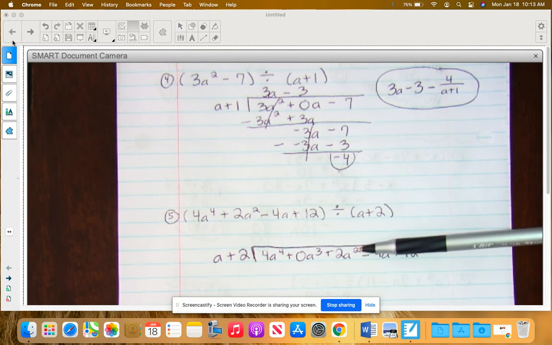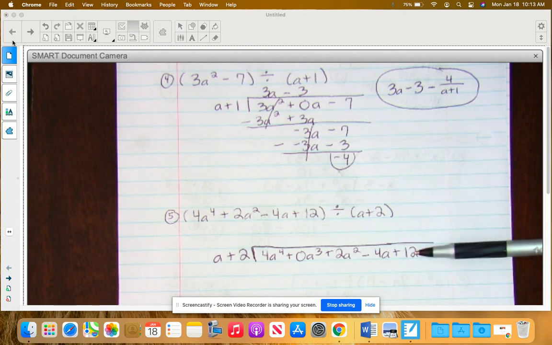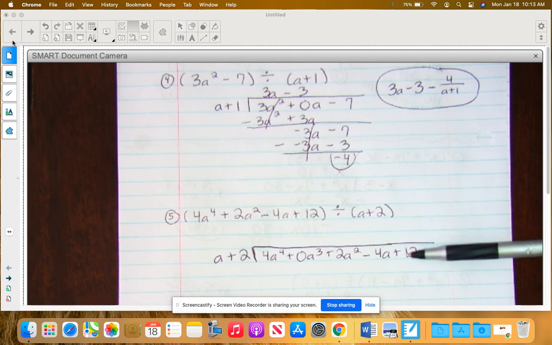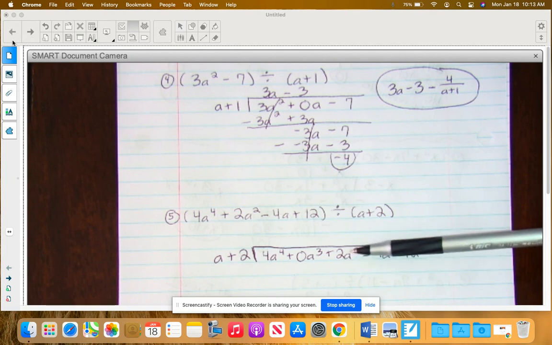So it goes 4, 3, 2, 1, regular number. If I was missing an a to the first power, I'd put a placeholder of 0. If I was missing a number, I'd put a placeholder of 0. If I was missing a squared, I'd put a placeholder of 0. So it has to start from the biggest exponent, and you have to have a spot for every single thing. If you're missing something, then your placeholder is going to be 0.